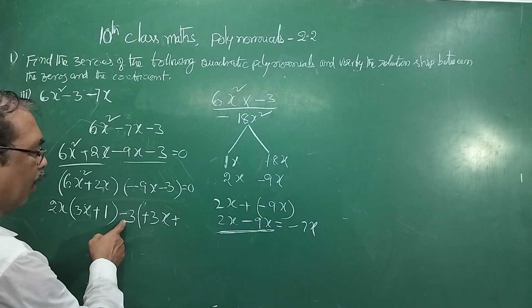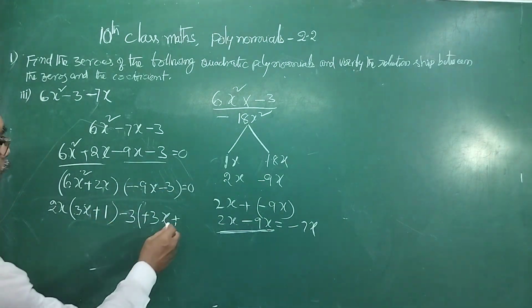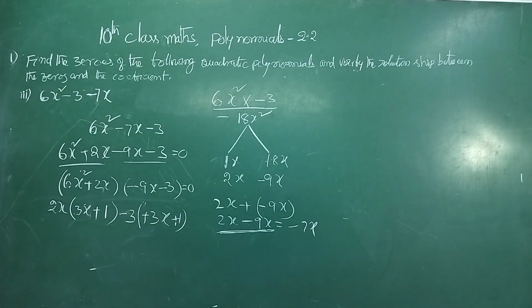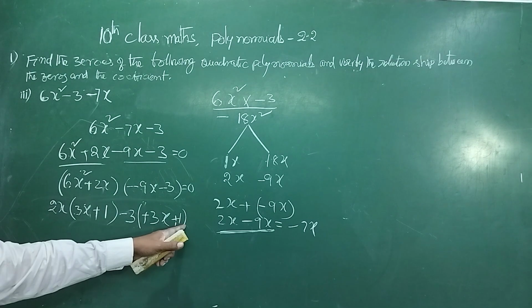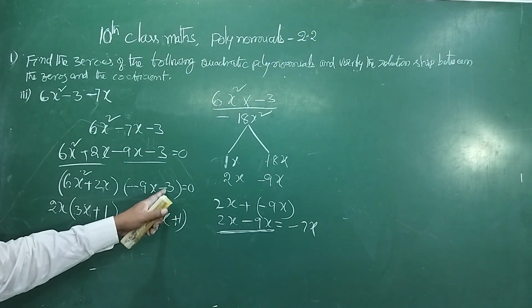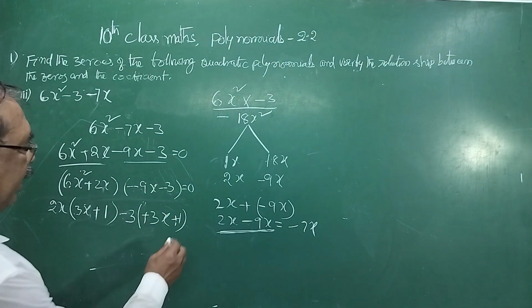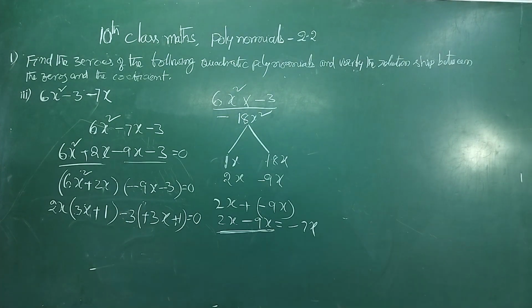Here what is there? 3 already brought out. Only 1 will be here. That means minus 3 into 1, minus 3 times 1, 3 plus into minus. Correctly we brought out? Yes. This is equal to 0. Next, what do we have to do?